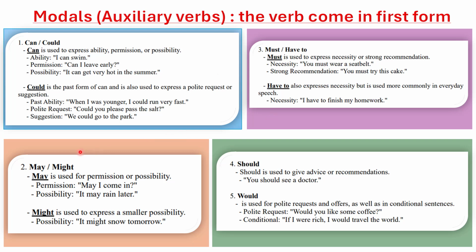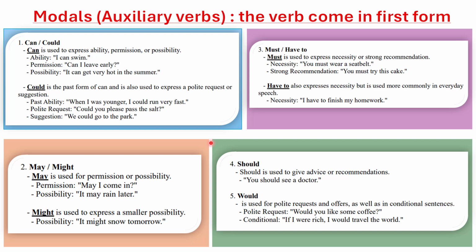The second thing we have is may and might. May is used for permission or possibility also. So every time you can use can instead of may, or may instead of can. For example, permission: may I come in? Or I can say, can I come in? Or you can say, shall I come in? And possibility, for example, it may rain later. Also, for example, it can rain later. Here, say it may rain later.